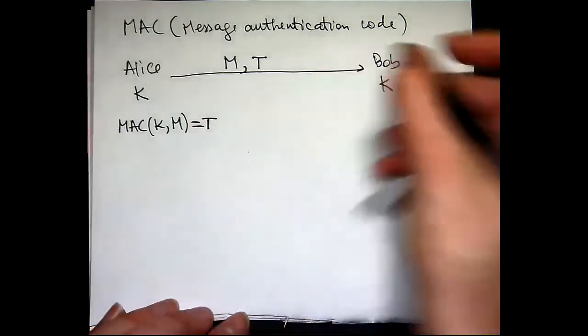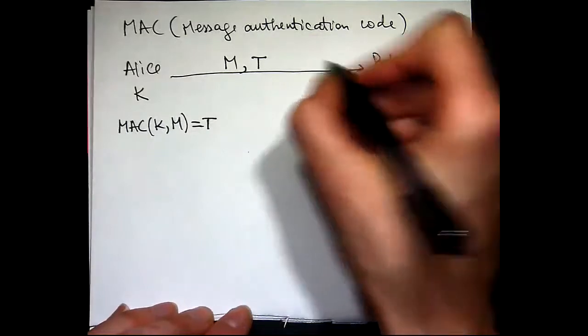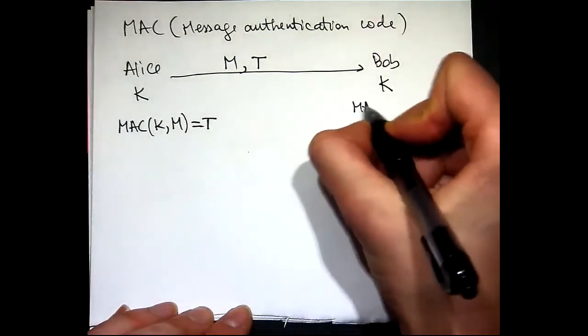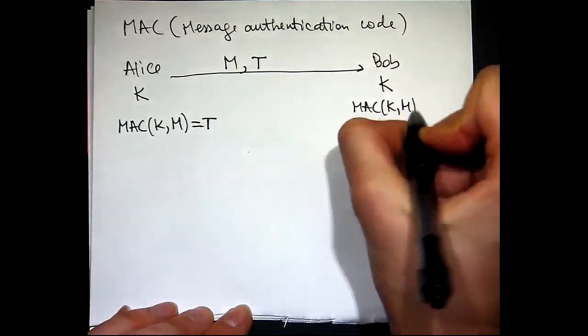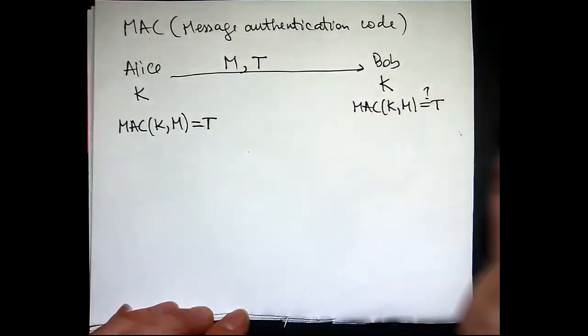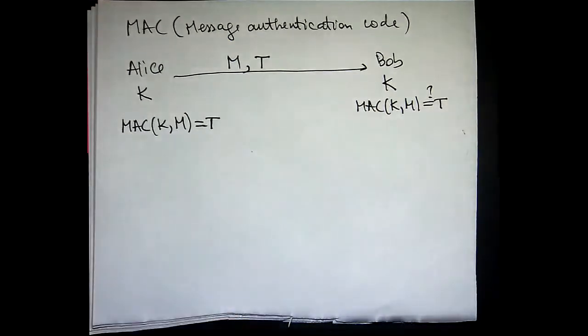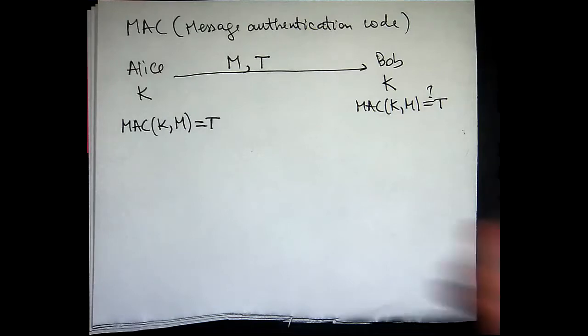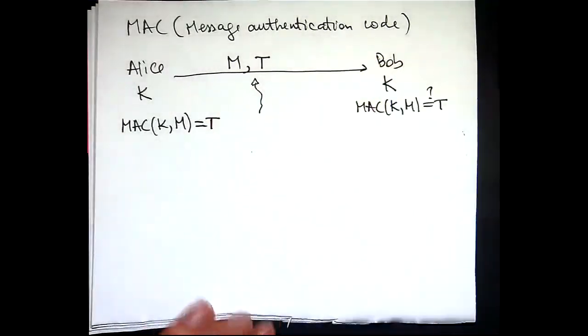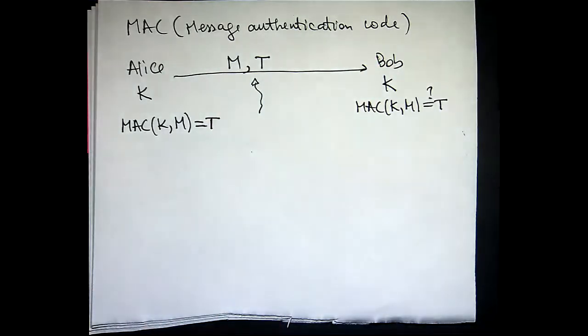So what Bob does is he gets the message, so he computes the MAC of the message using the same key, and he's going to check if it's equal to T. If it's not equal to T, then someone tampered. Then the attacker tampered with it. So if it's a T prime instead, then Bob will realize that someone tampered with the message, that it's not coming from Alice, or that it was coming from Alice but was modified.